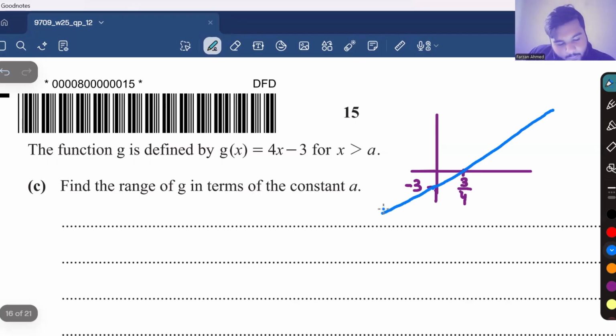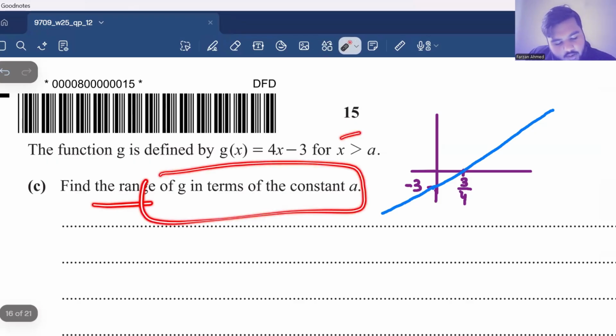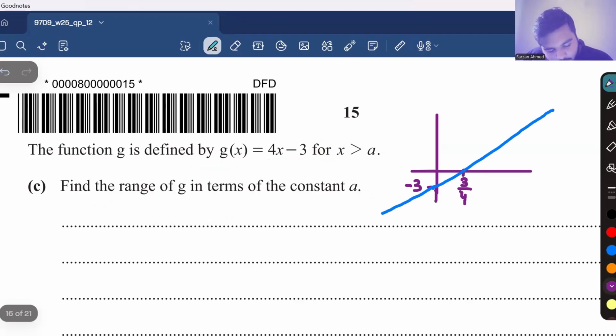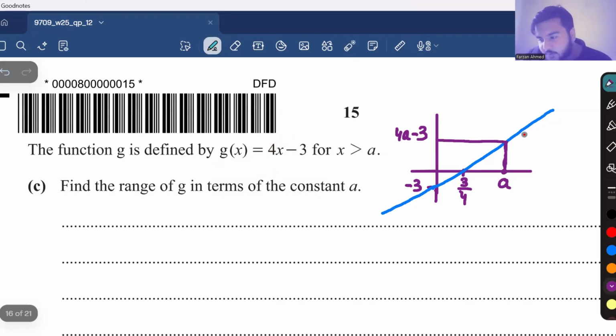We have to find the range of g in terms of constant a. They are saying x is greater than a. So if we have a here, the y value for this is 4a minus 3. Why 4a minus 3? Because g of a is equal to 4a minus 3. In the place of x, a has come. So the range for this will be, here it is a point.